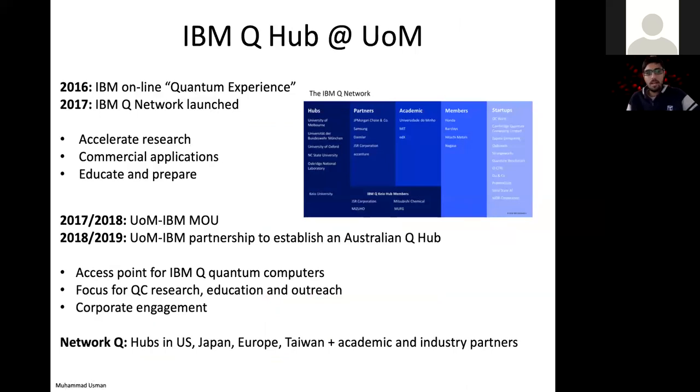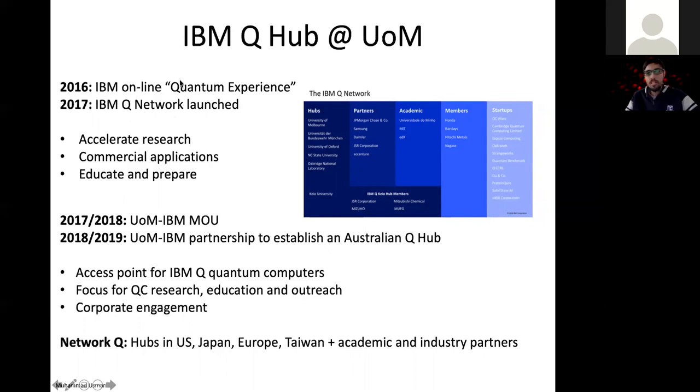Okay, I just want to mention, particularly for those people who are at the University of Melbourne, we now have a partnership with IBM, which is the IBM Q Hub. IBM launched IBM Quantum Experience in 2016. This is a website which provides cloud access to IBM quantum computers free of cost. Anybody can make an account there and use IBM quantum computers.